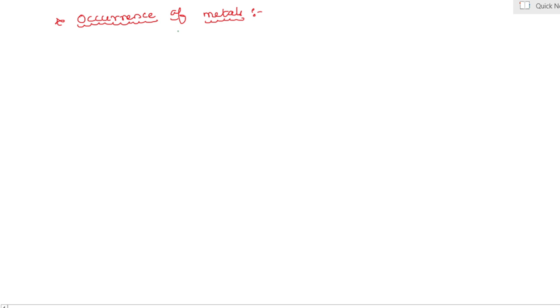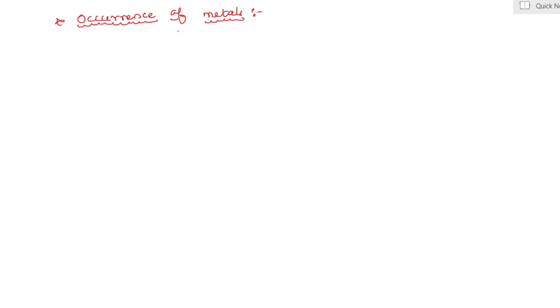Occurrence of metals. The earth crust is the major source of metal. Seawater also contains soluble salts like sodium chloride, magnesium chloride, etc. Yes, my dear students, it means the earth crust is the major source of a metal, and also seawater contains most of the minerals in dissolved form.